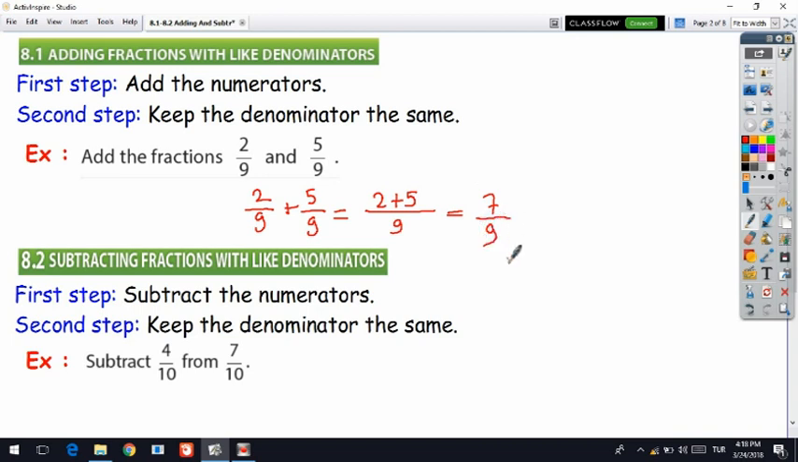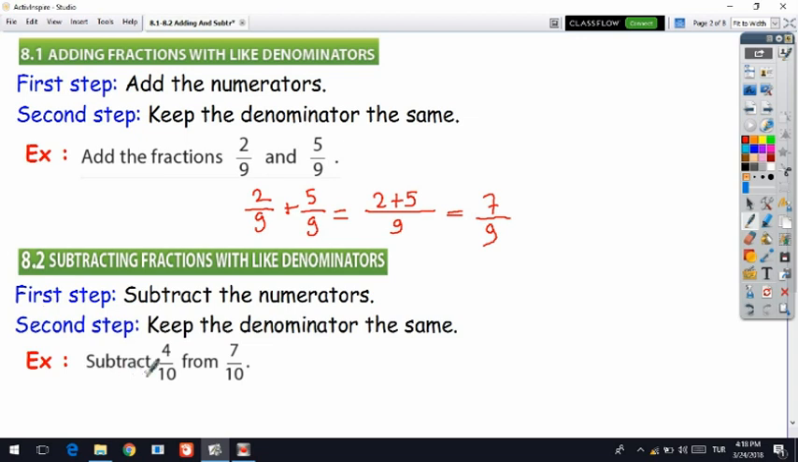Okay, now let's look at another one, 8.2, subtracting fractions with like denominators. Everybody, we have some steps to subtract. First, subtract the numerators. Second, keep the denominator the same.